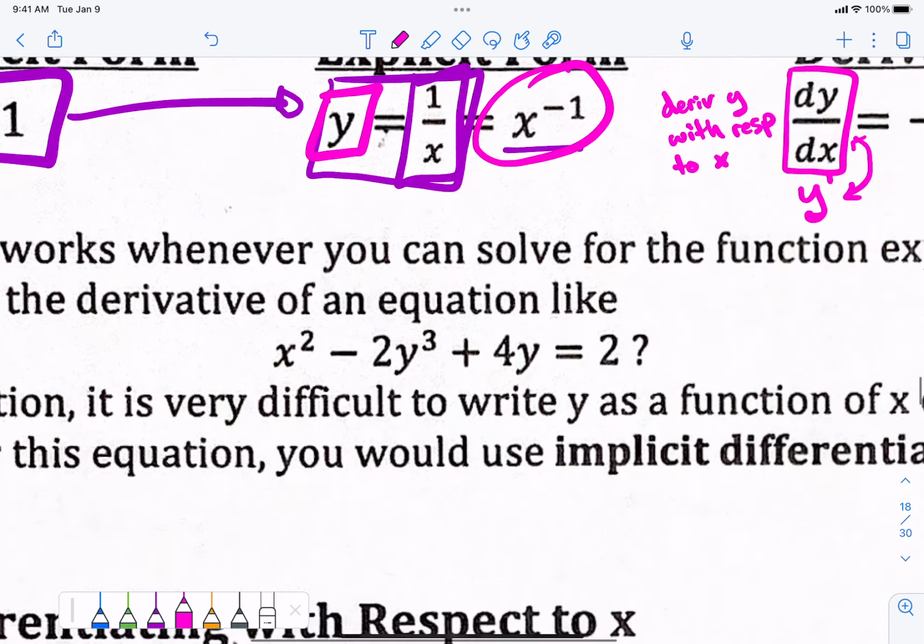How do you get y by itself? Because there's 2 y's, and one's to the 3rd power, and one's just y. So how do we do that? This is where you have to do the derivative implicitly. This is where you have to do the derivative implicitly.